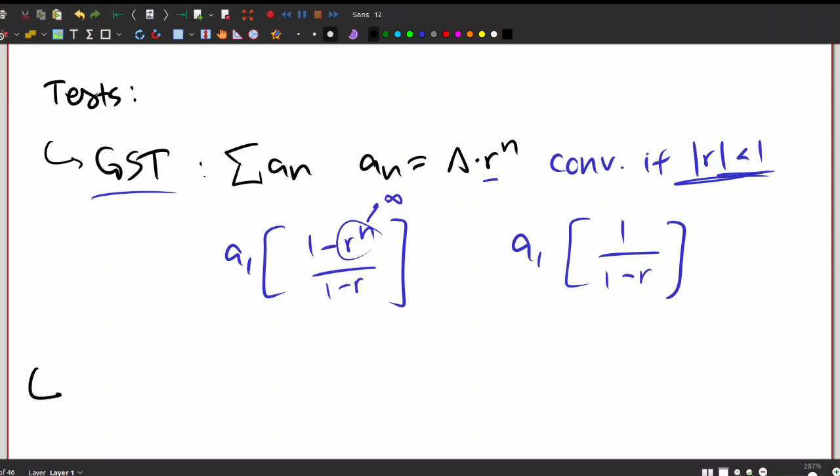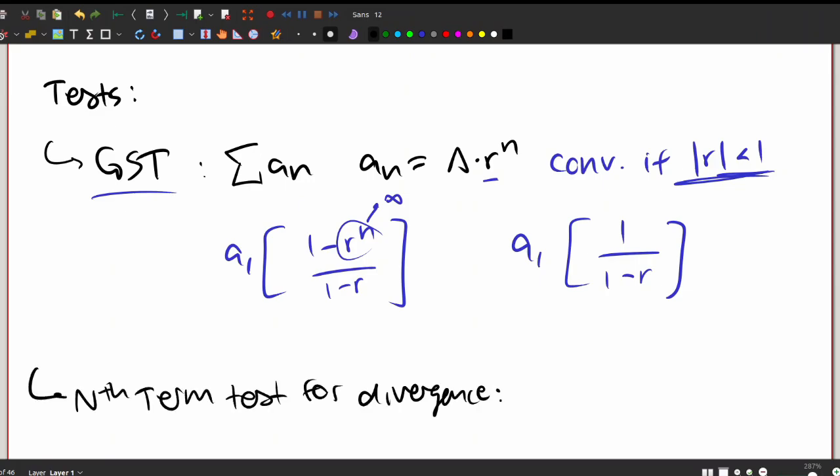Now, there's also the nth term test for divergence. This test doesn't prove if a series converges, it simply tells you when it diverges. If the limit, as n approaches infinity, of a of n is not equal to 0, then the series has to diverge. And this makes sense intuitively. If I'm adding up an infinite number of terms, those terms have to become negligibly small, because if they're not, then I'm going to end up with an infinite sum of infinity. Only if these terms go to 0 can the series possibly converge to a finite value.